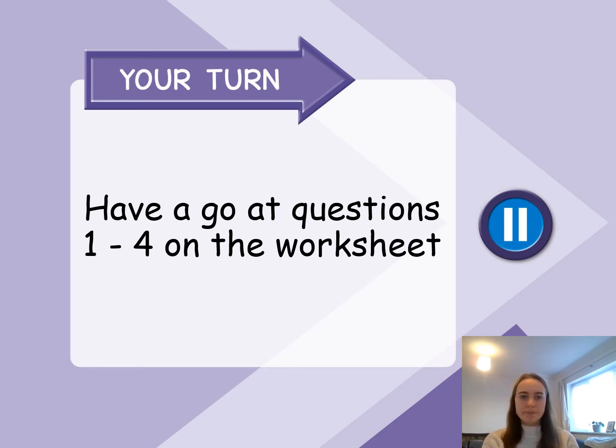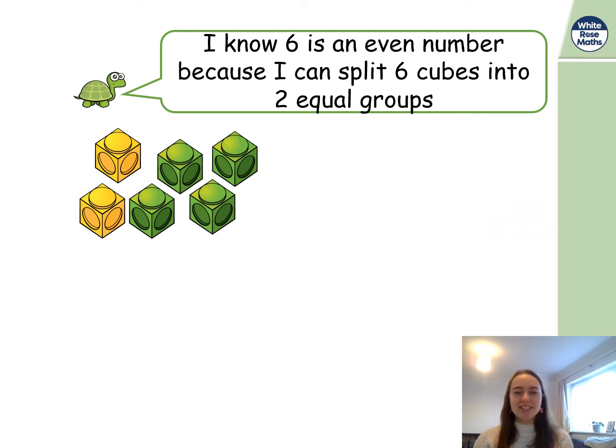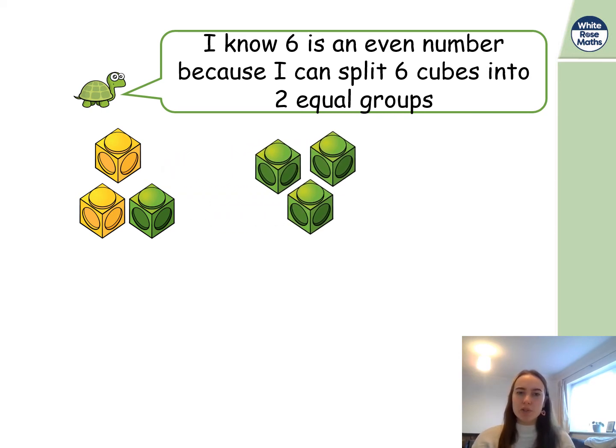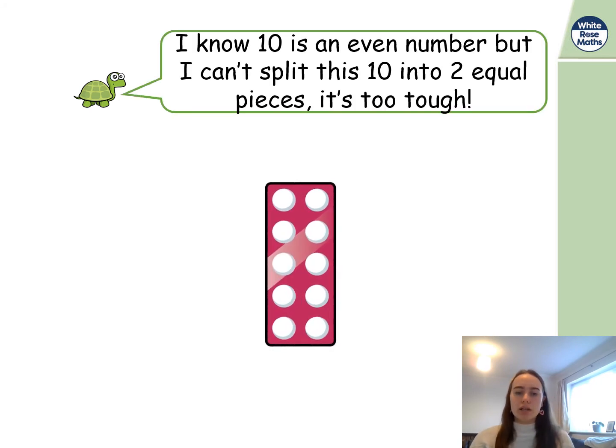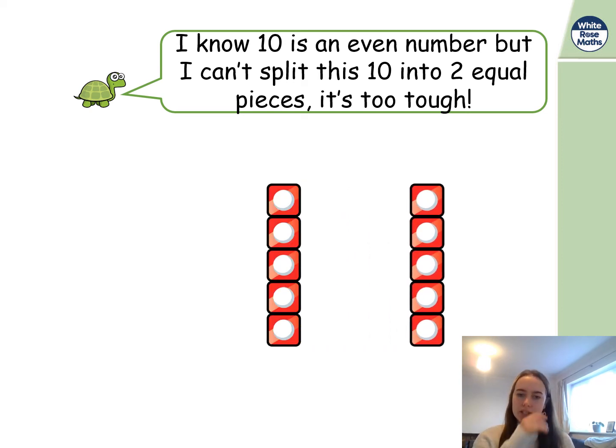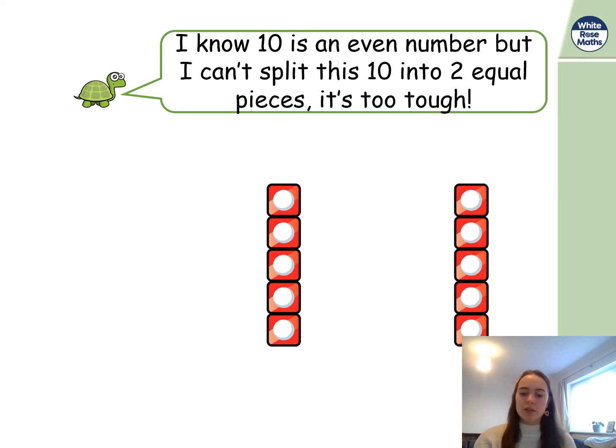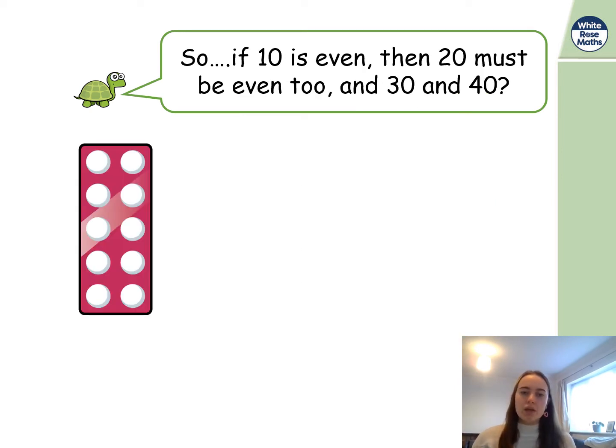So this tortoise says, I know 6 is an even number because I can split 6 cubes into 2 equal groups. So here we go, it's got 2 equal groups, 3 in each, the same amount, so equal groups. He says, I know 10 is an even number, but I can't split this 10 into 2 equal pieces, it's too tough. So what we can do, instead of having the 10, we can change them into 1s, so we've still got the same amount, but we can split the ones up. So if 10 is even, then 20 must be even too, and 30 and 40.